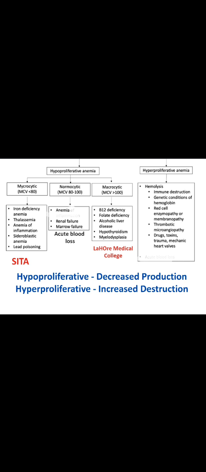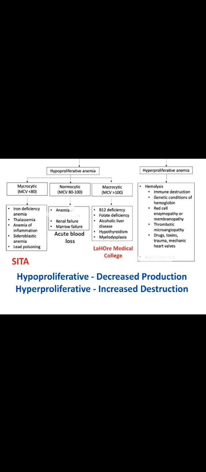Now, hypoproliferative anemia is divided based on MCV into microcytic, normocytic and macrocytic. For microcytic, there is an MCV less than 80, so size of RBC will be small. So we will remember by mnemonic SITA. S for sideroblastic anemia or lead poisoning, I for iron deficiency anemia, T for thalassemia and A for anemia of chronic disease. Normocytic anemia, when RBC is of normal size.